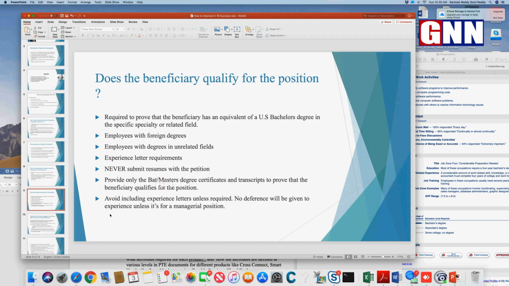So if they have a US master's degree, then you will just use the master's degree plus transcript, or if they have a foreign equivalent degree, you will just use the evaluation, the foreign degree and the transcript. Do not provide unnecessary information to USCIS, because at some point when you're filing green cards, you don't want to be providing any inconsistent information.